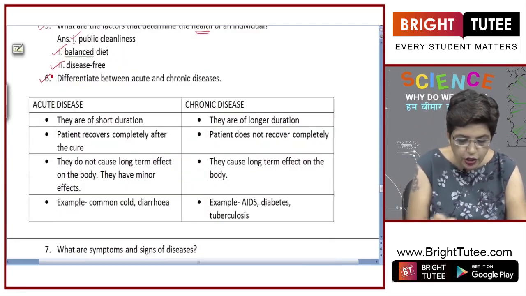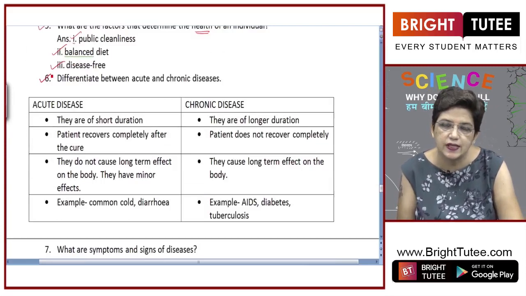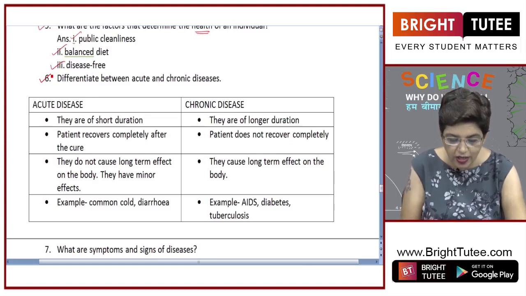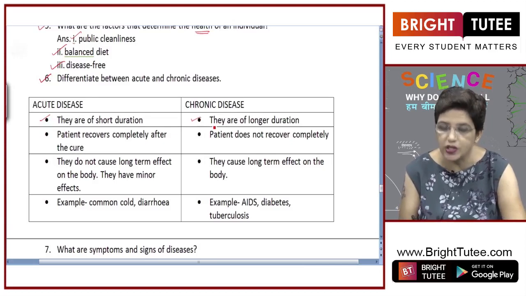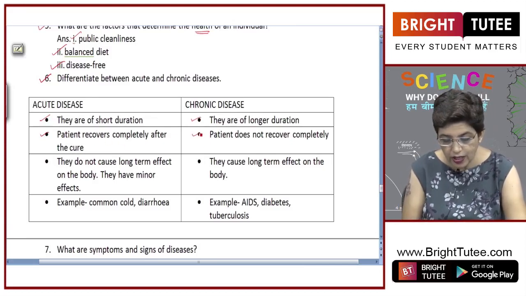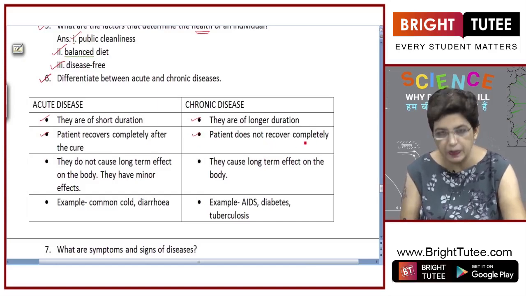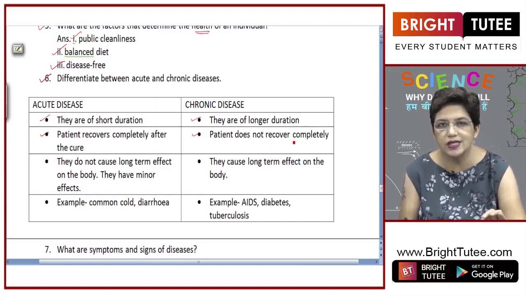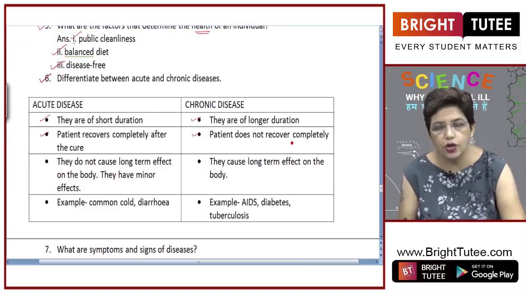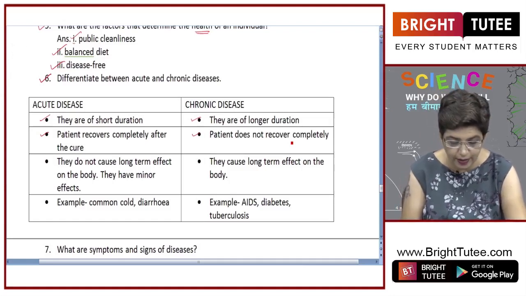Next question, differentiate between acute and chronic disease. There are 2 types of diseases, acute diseases and chronic diseases. This is how we can differentiate. Acute diseases are of shorter duration while chronic diseases are for a longer duration of time. In acute diseases the patient recovers completely after the cure, but in chronic the patient does not recover completely because some organ is affected. For example, in case of tuberculosis, even after the cure the patient feels lethargic, fatigued, tired all the time and there is loss of weight.